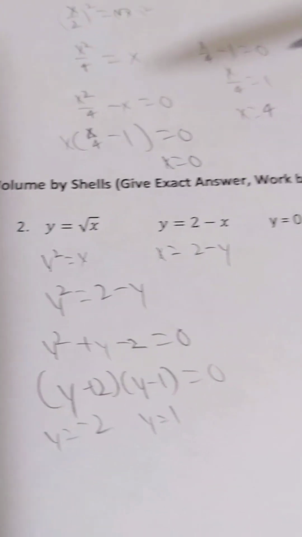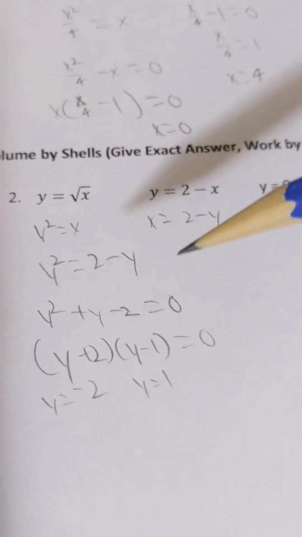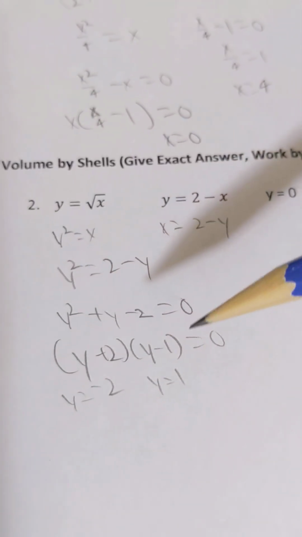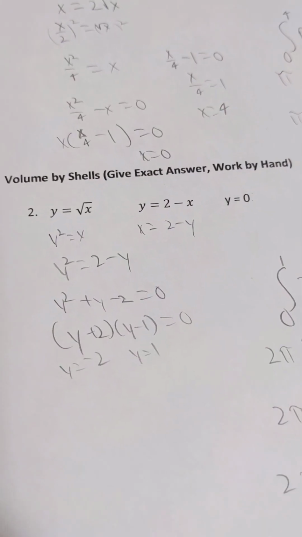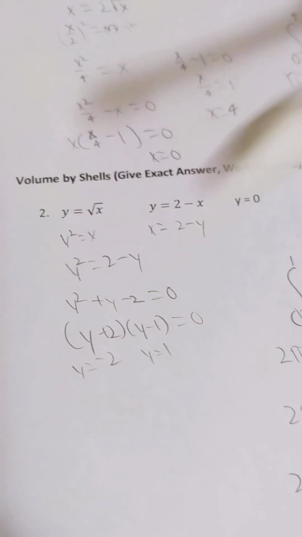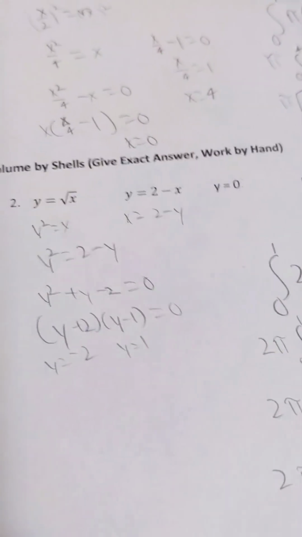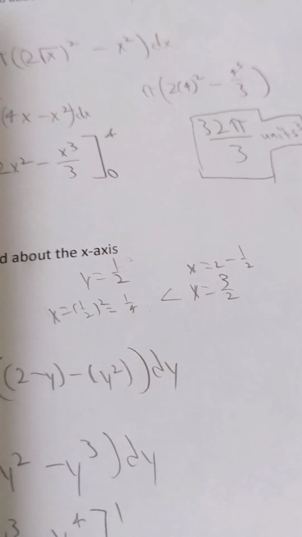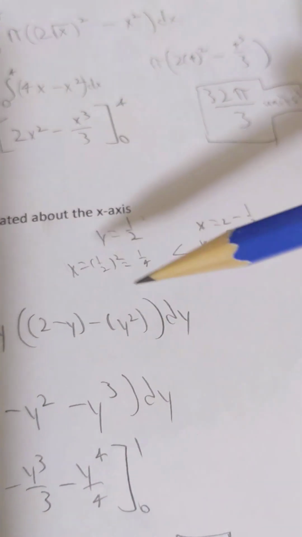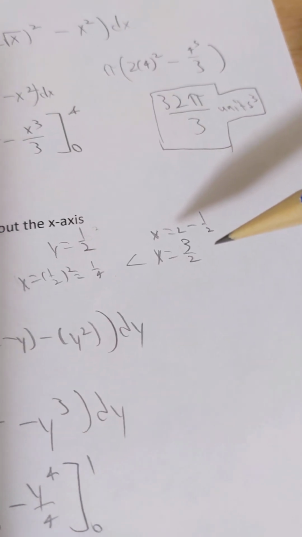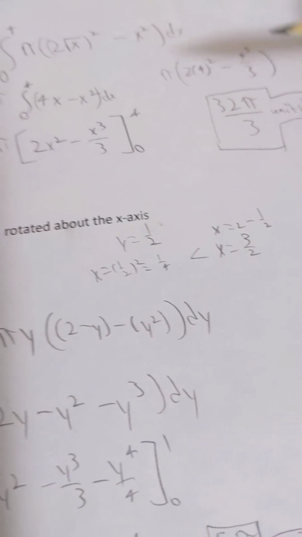To find the upper bound, we will set these equations equal to each other. You will get y plus 2 and y minus 1. And then it will equal y equals negative 2 and y equals 1. And since negative 2 is under y equals 0, we will not use that, and we will use this one instead. So it will be from 0 to 1. Then over here we are finding the upper bound, and I just picked y equals 1/2 to see which one is greater, and x equals 2 minus y is the upper bound.